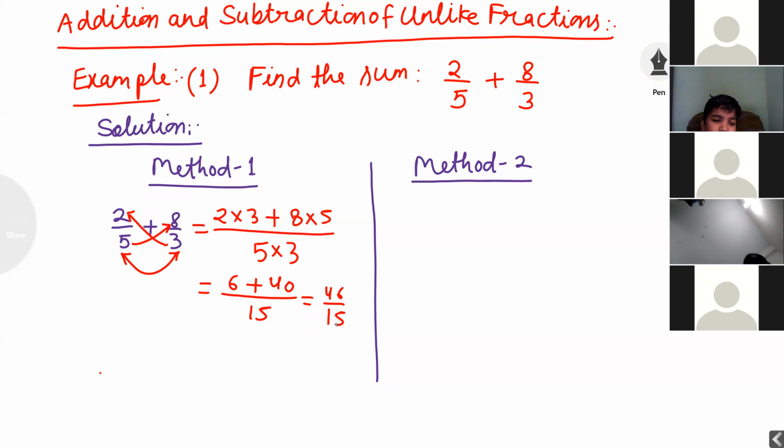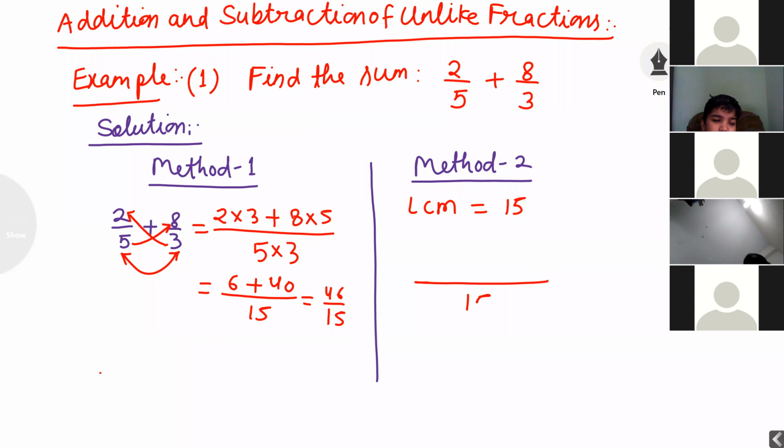This is the first method. Now the second method: 2 by 5 plus 8 by 3, I want to use the LCM concept. Firstly, I want to take the LCM of the denominators. Why are we taking the LCM of the denominators? Because both are unlike fractions. If denominators are different, we take the LCM. LCM of 3 and 5: both are prime numbers, 3 fives are 15. LCM is equal to 15.